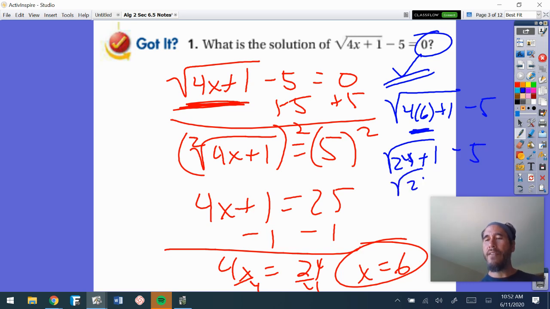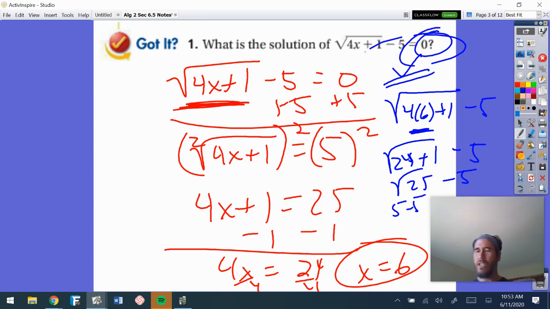That's 25. Well, what is the square root of 25? 5. What's 5 minus 5? 0. Check, check. Good to go.